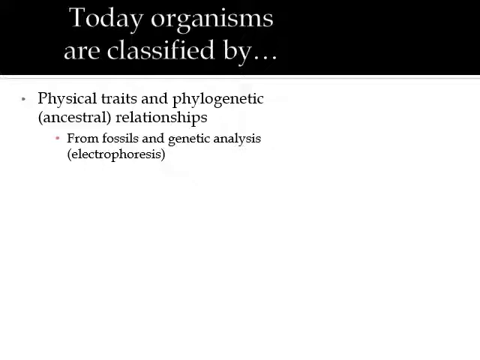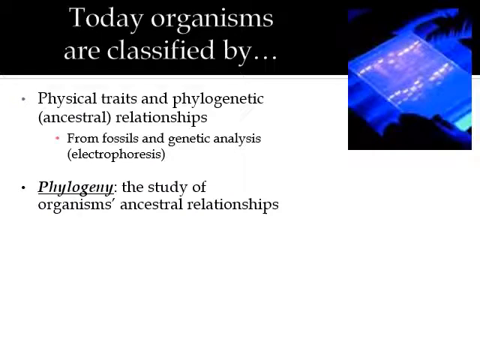Now, traditionally, we've classified things by physical features we can actually see. That was easy, right? Especially way back in time when we really didn't have modern technologies, even microscopes or things like that. Nowadays, we're able to do a lot better. With the combination of fossil records and genetic testing, which we've seen at various times during the year, the science of phylogeny lets us establish pretty good evolutionary relationships.